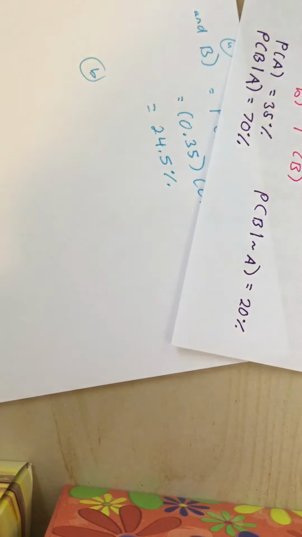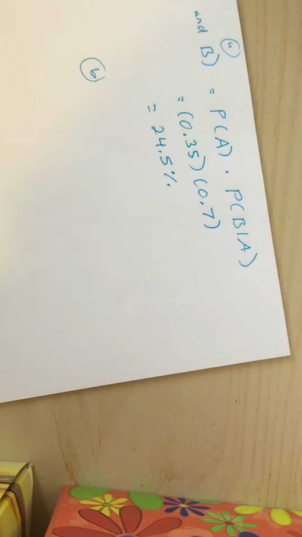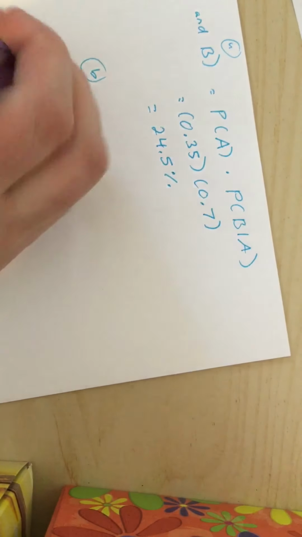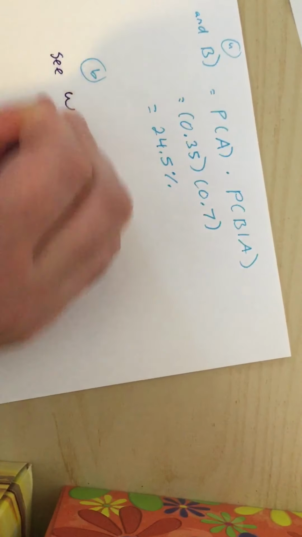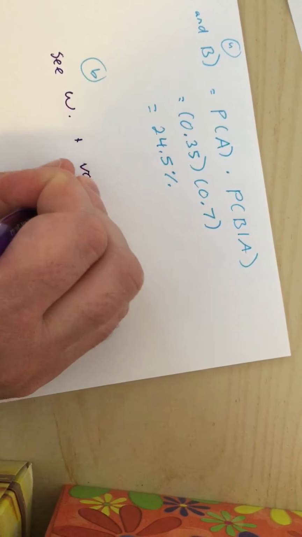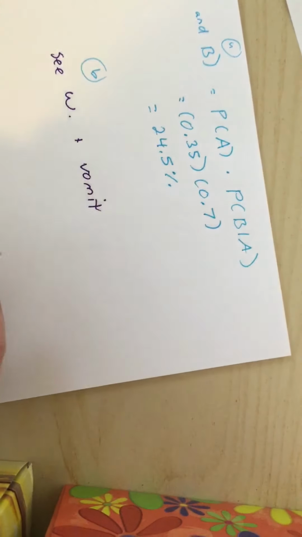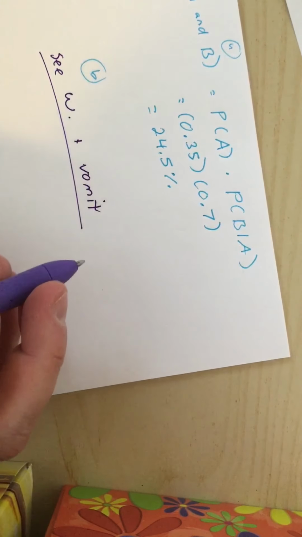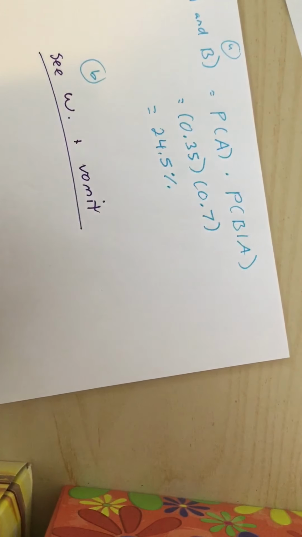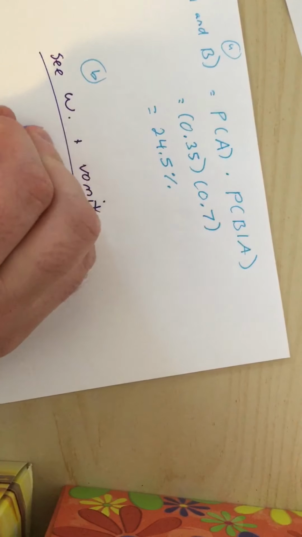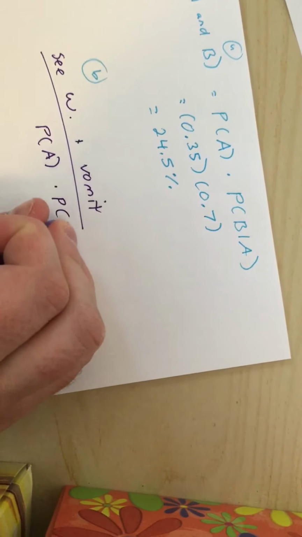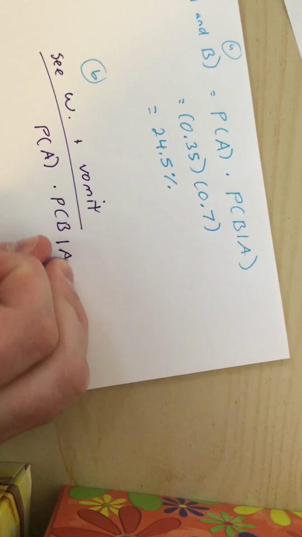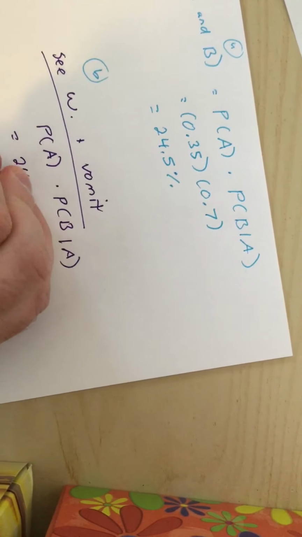So, one way of looking at it is there's essentially two cases. He could see Wendy and vomit. And the probability of him seeing Wendy and vomiting, that's what we did over here, right? So that's going to be the probability of seeing her times the probability of vomiting given that he sees her, which is 24.5%.